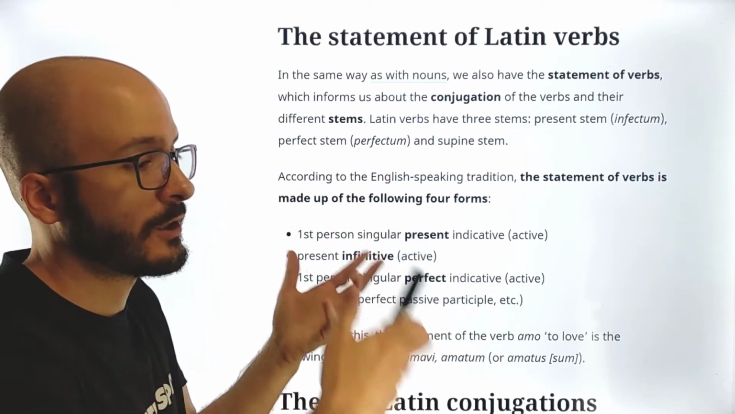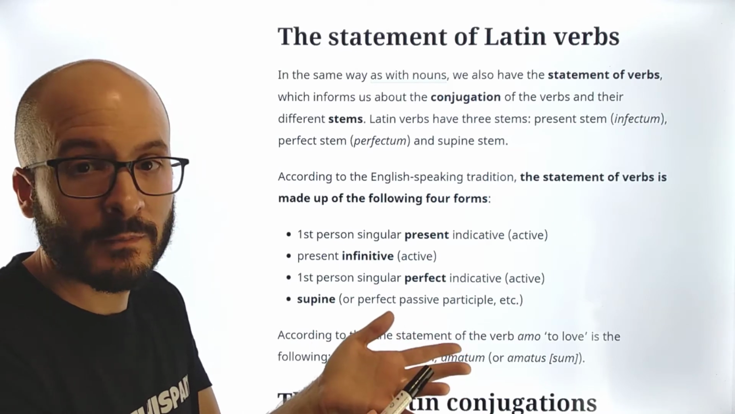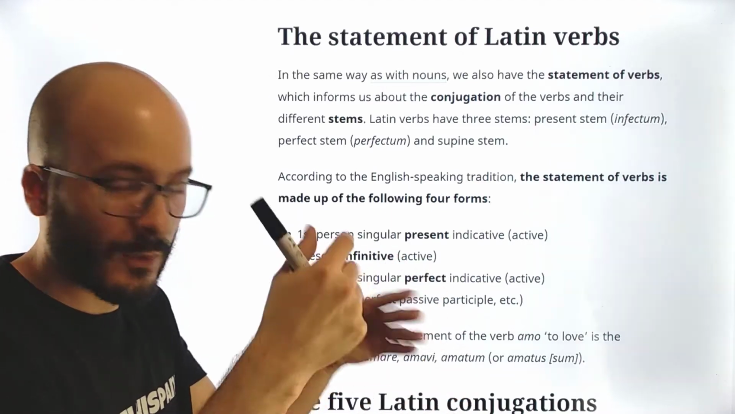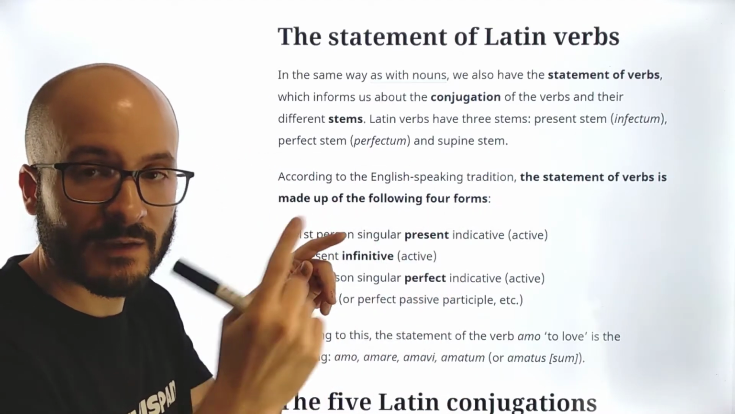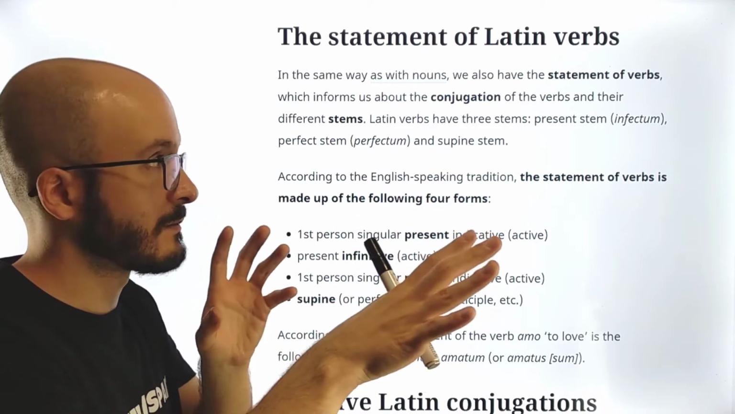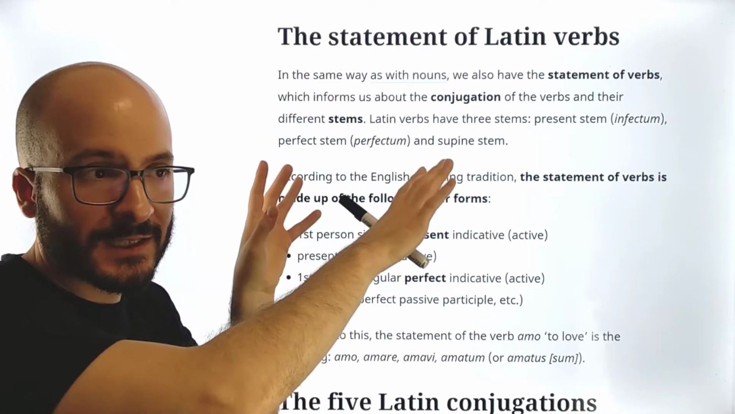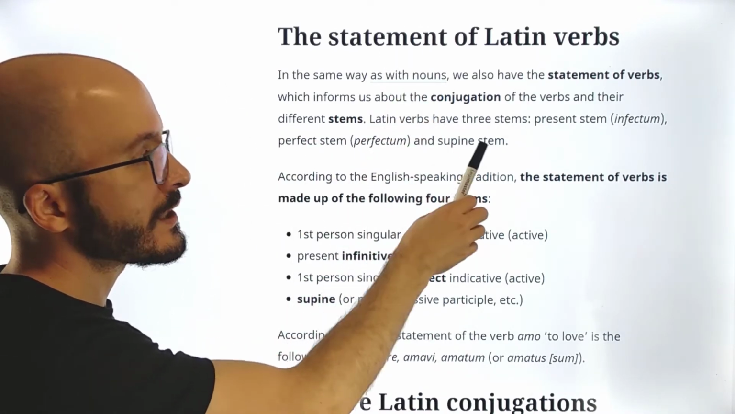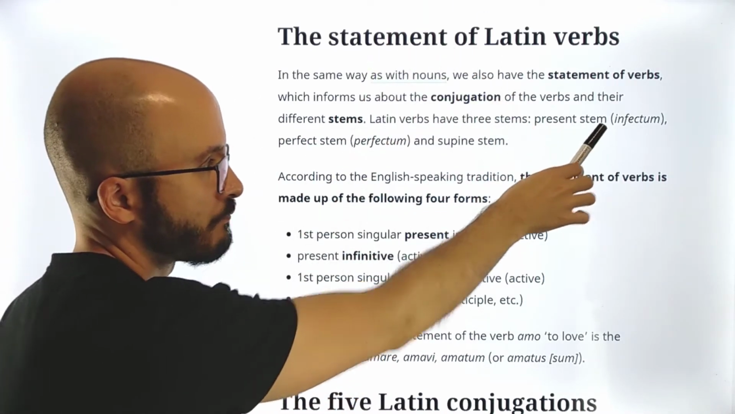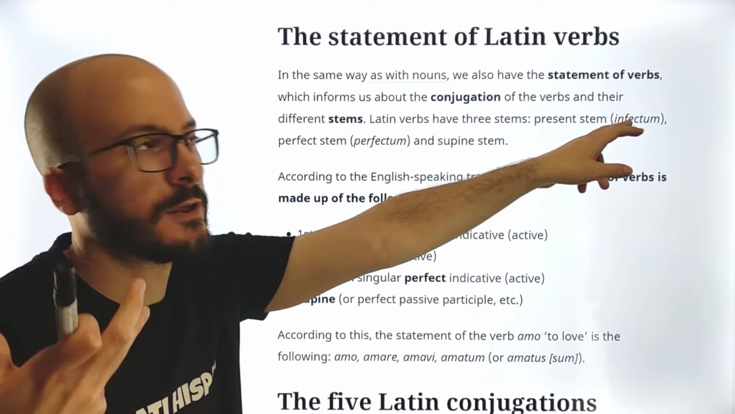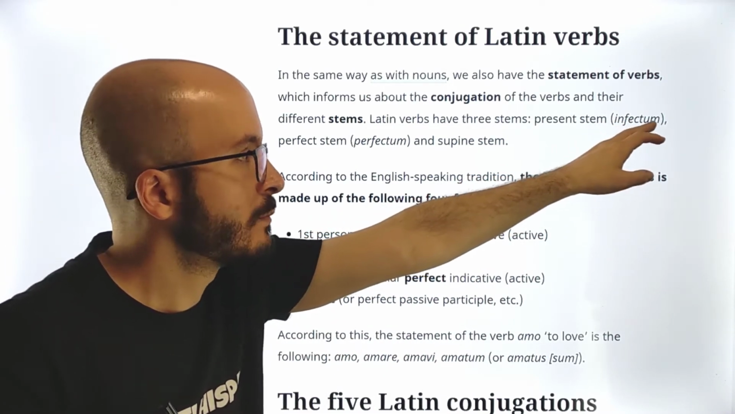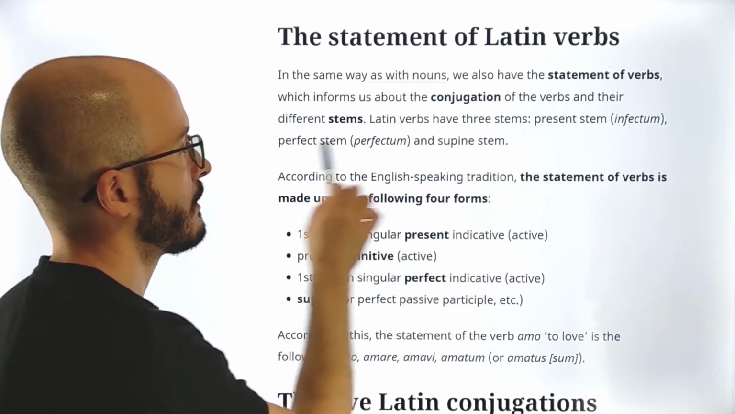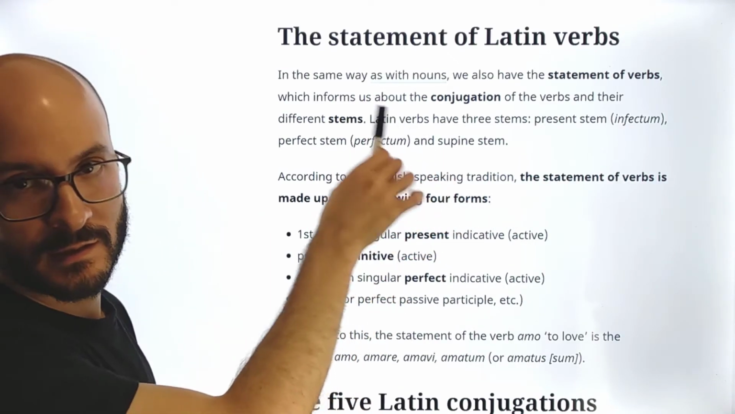Imagine, for example, in English, to be, but I am, he is, you are, were, was. There are many different stems in the same verb. In Latin, we will be having that quite often. Latin verbs have 3 stems. The present stem, which in Latin terminology is called infectum, the opposite of perfectum. So: present stem, perfect stem, and supine stem.